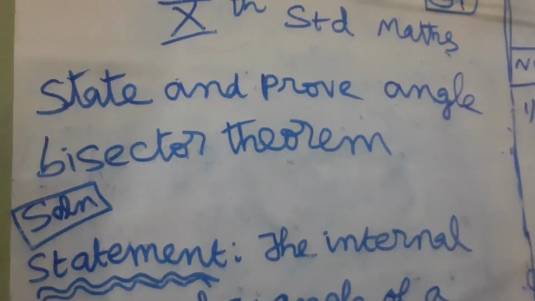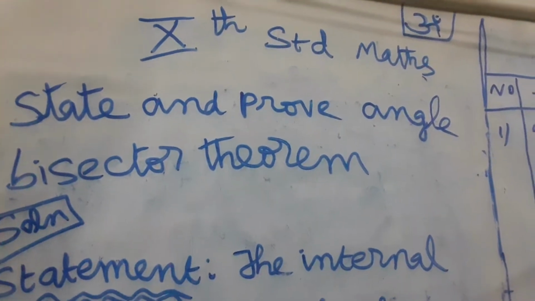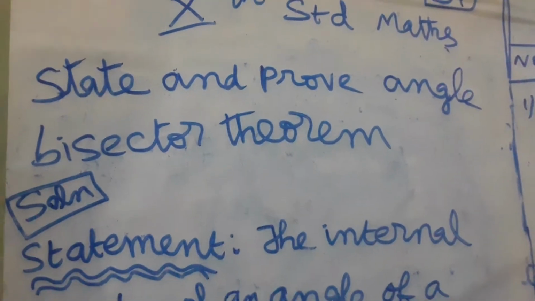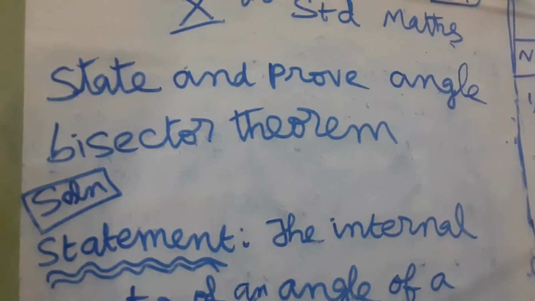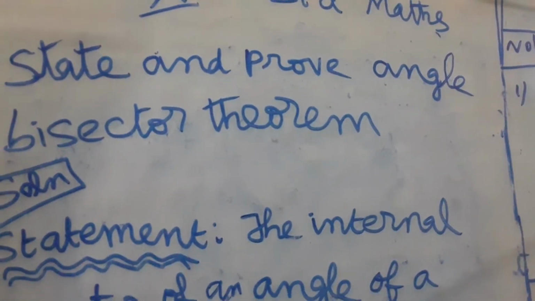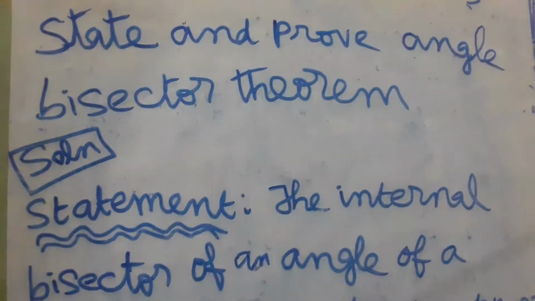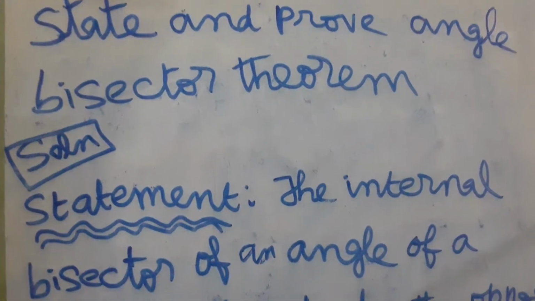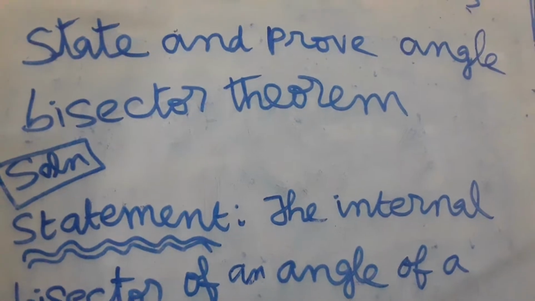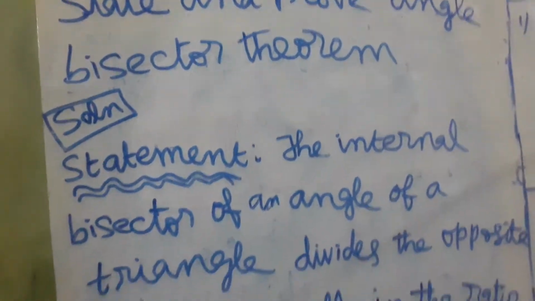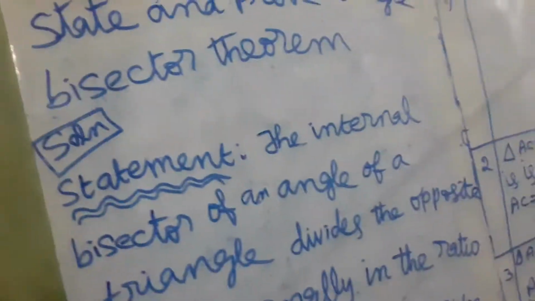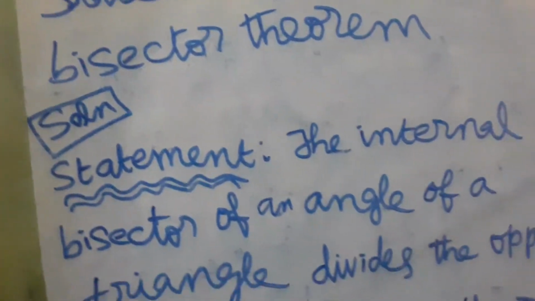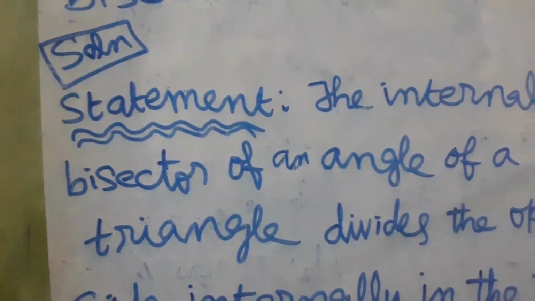Now we are going to see the 10th standard Maths model exam question paper. State and prove the angle bisector theorem. Usually, bisector means it divides the angle into two equal halves. First, we write the statement.